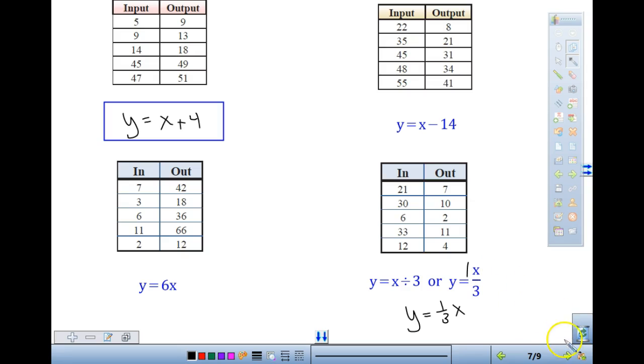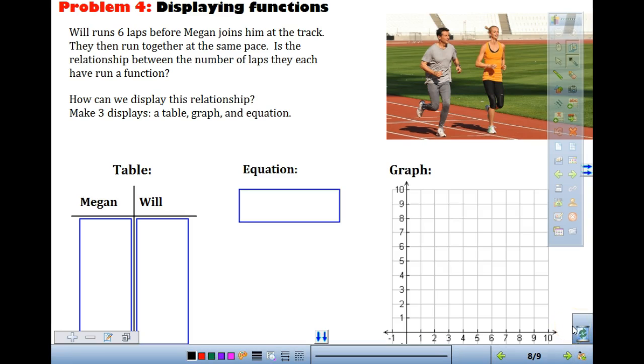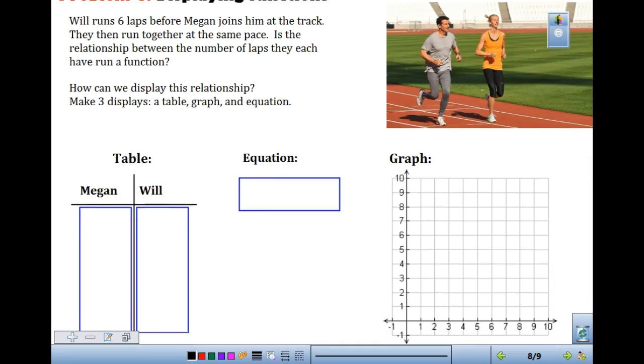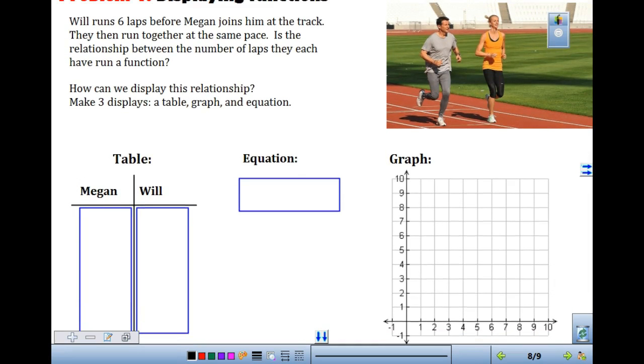So when we are looking at this, this is going to be the key part to your homework. There's one more page in your notes that you're filling in. So when we are looking at this, good. Quiet, please.